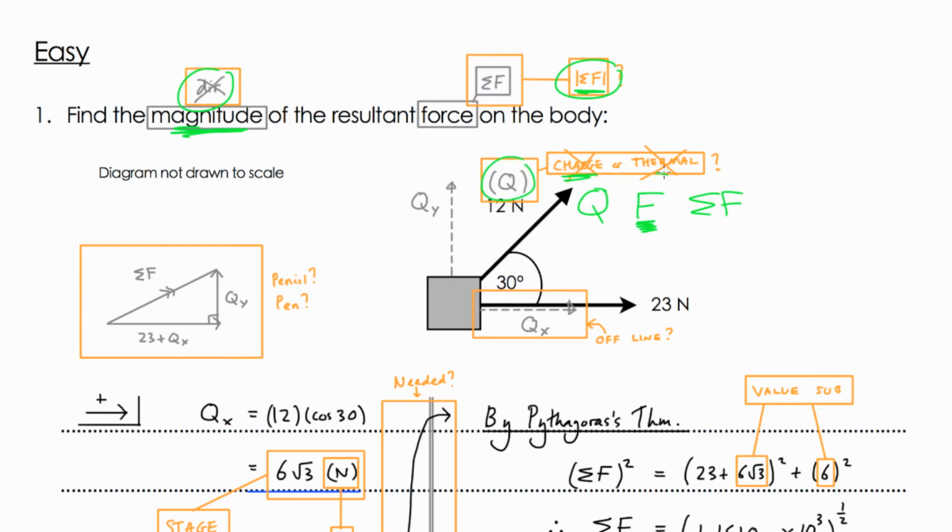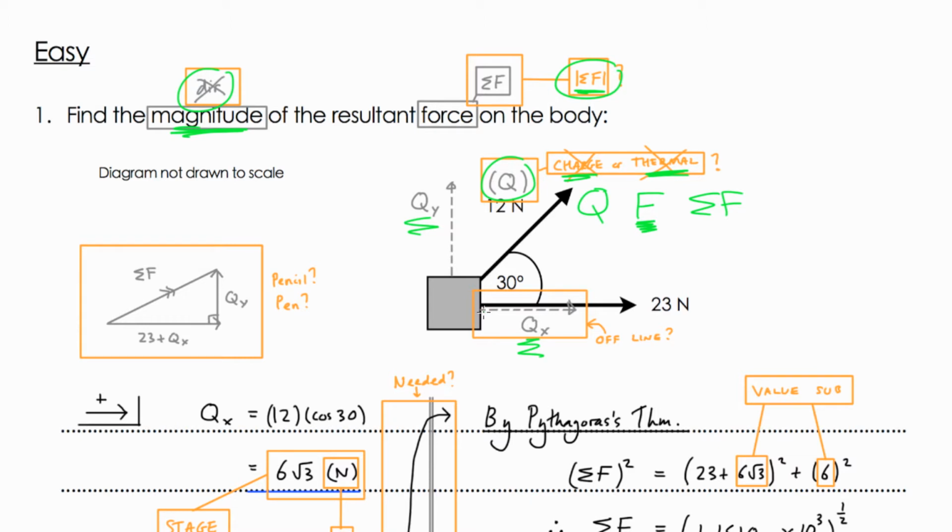Obviously we use it for charge and thermal energy. I say obviously, but you might not have got to that in the course yet. But we're unlikely to be using charge or thermal energy around a vector diagram, as far as you know, honest. So I think Q's pretty safe.